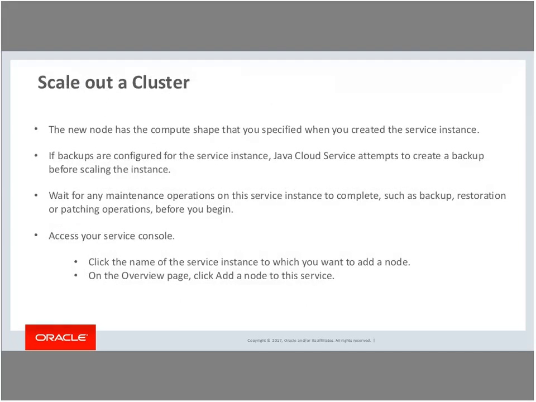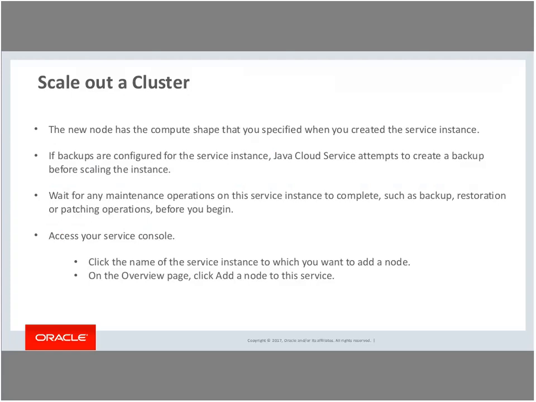Scaling out a cluster, in continuation: the new node has the compute shape that is specified when you create the service instance. As I said, when we provision the instance, we choose a certain shape and memory, and the memory comes along with the shape that we choose. So when you do a scale out operation, the same level of OCPU and memory is provisioned to the new node.